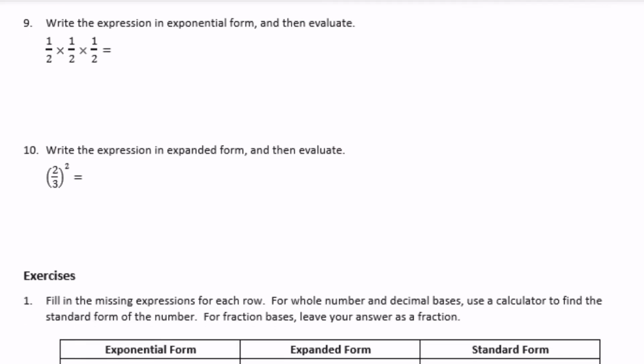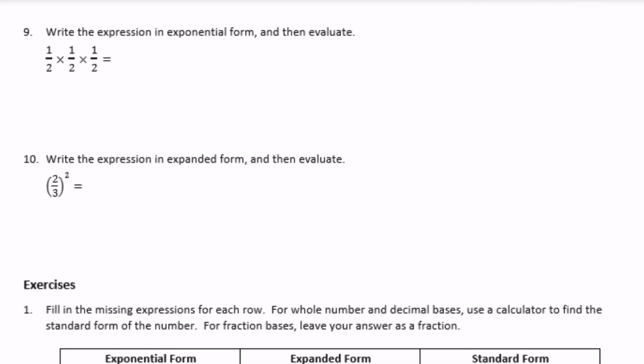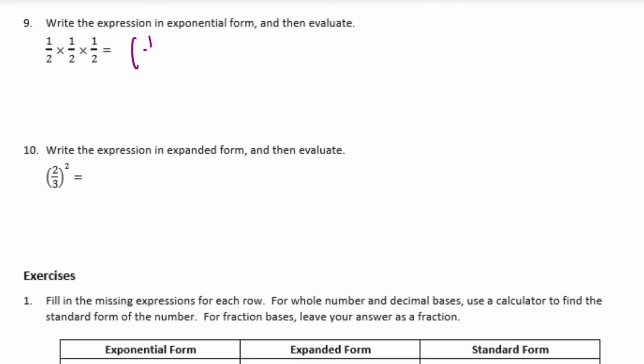Number 9, write the expression in exponential form and then evaluate. 1 half times 1 half times 1 half would be 1 half to the, there are 3 of them, so our exponent is third power. So if we multiplied 1 times 1 times 1, we keep 1. And 2 times 2 is 4, times 2 is 8. So this is equal to 1 eighth.